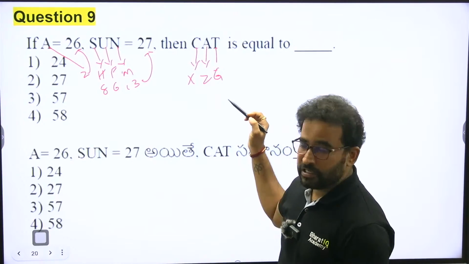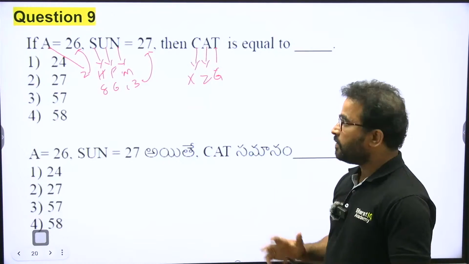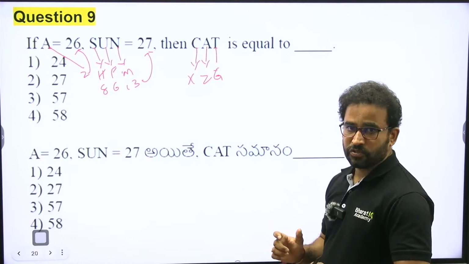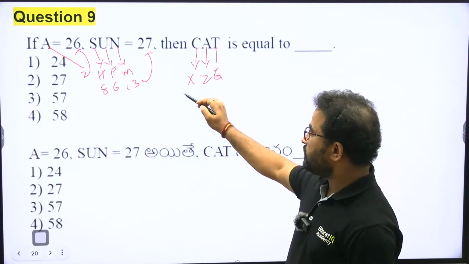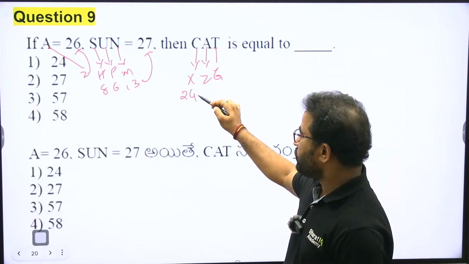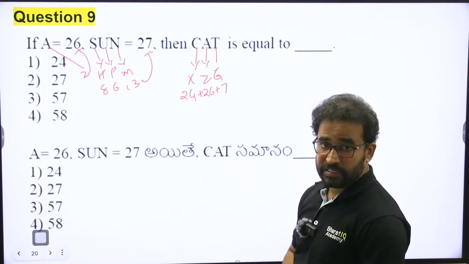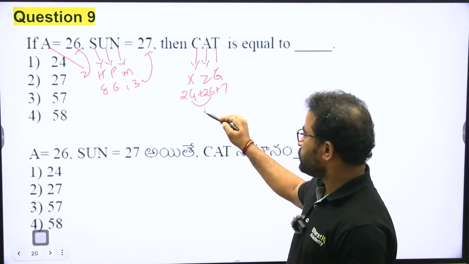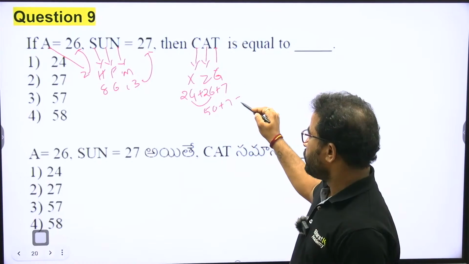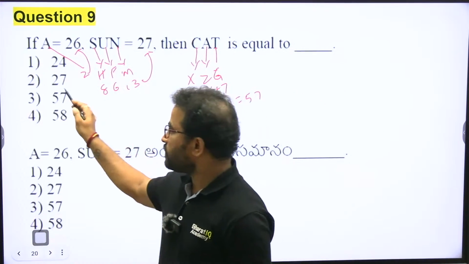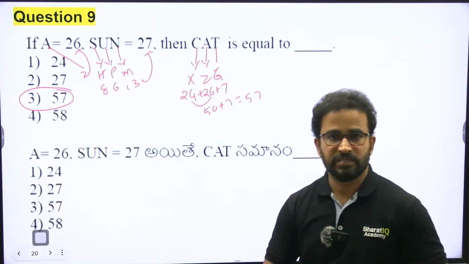I will explain how to remember these things for the examination in the classroom session. Directly you can write down that C's opposite X is 24, Z is equal to 26, and G's place value is 7. The sum of these is 50 plus 7, which is equal to 57. So our answer is 57, the right answer.